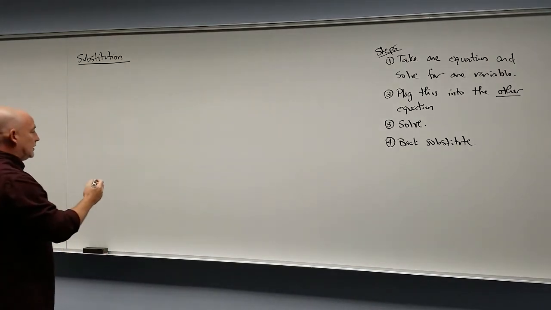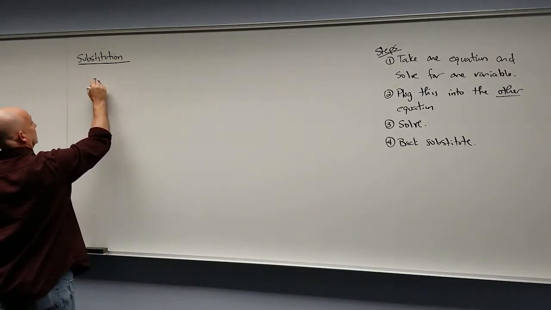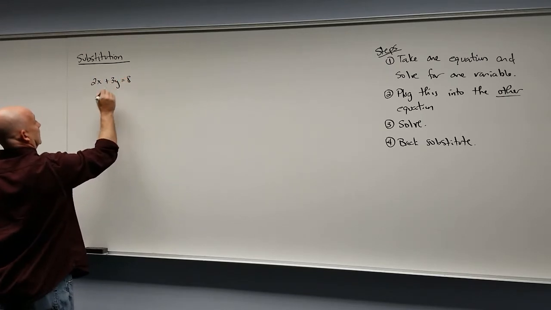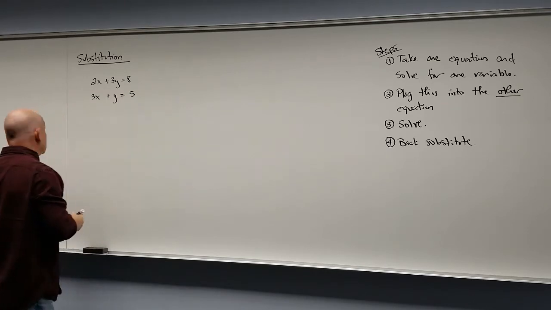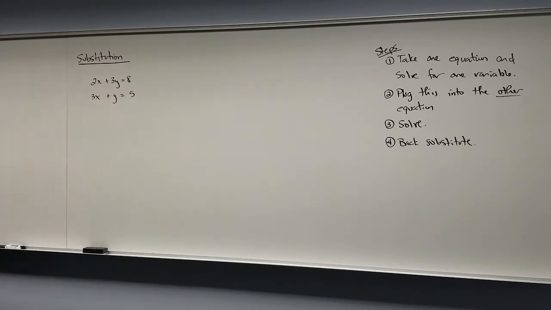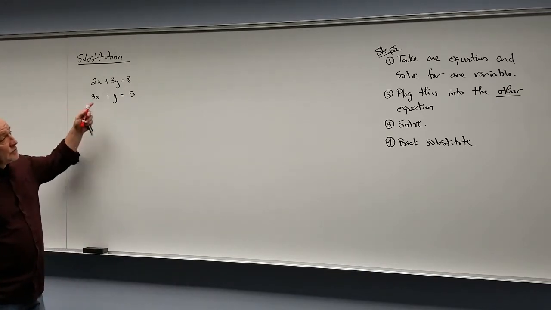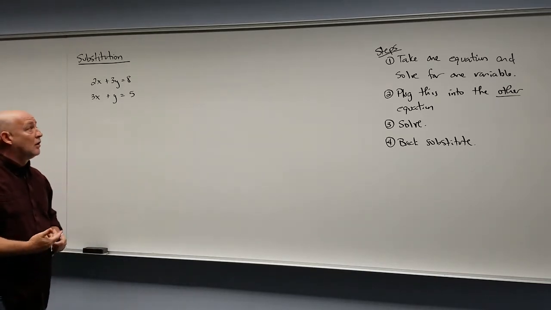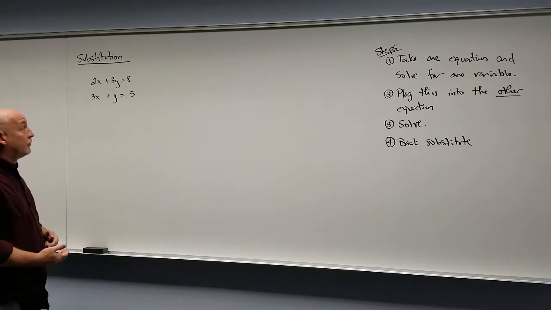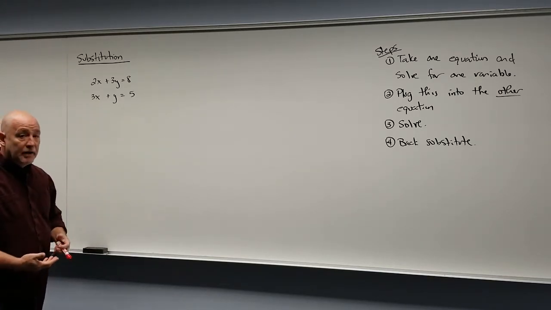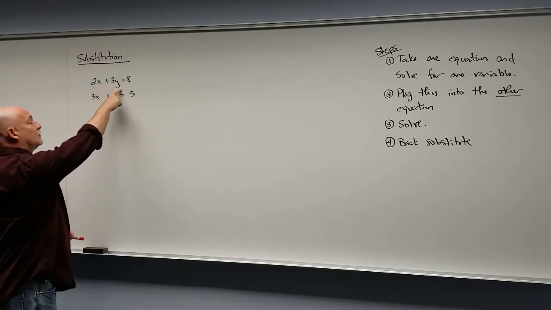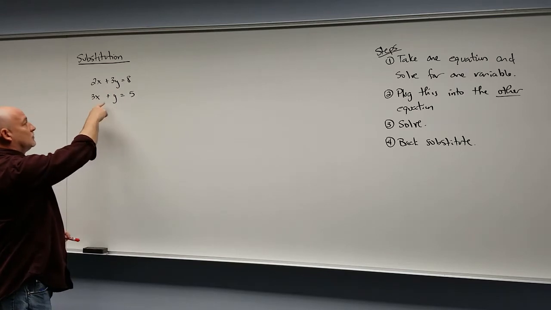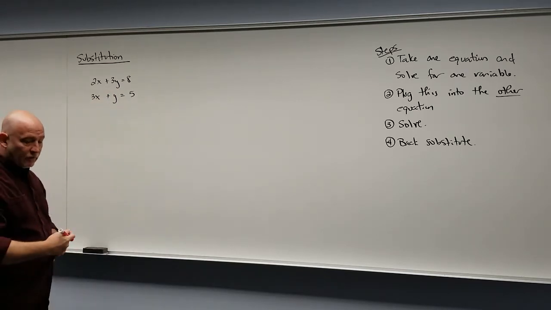All right, so let's take a system of equations. Here we have a system of equations. So step one, if we're going to use the substitution method, is to take one equation and solve for one variable. Now there's no wrong choice here, but there's maybe a better choice. We have four different things we could do. We could take the first equation, solve for x, first equation, solve for y, second equation, solve for x, or second equation, solve for y.